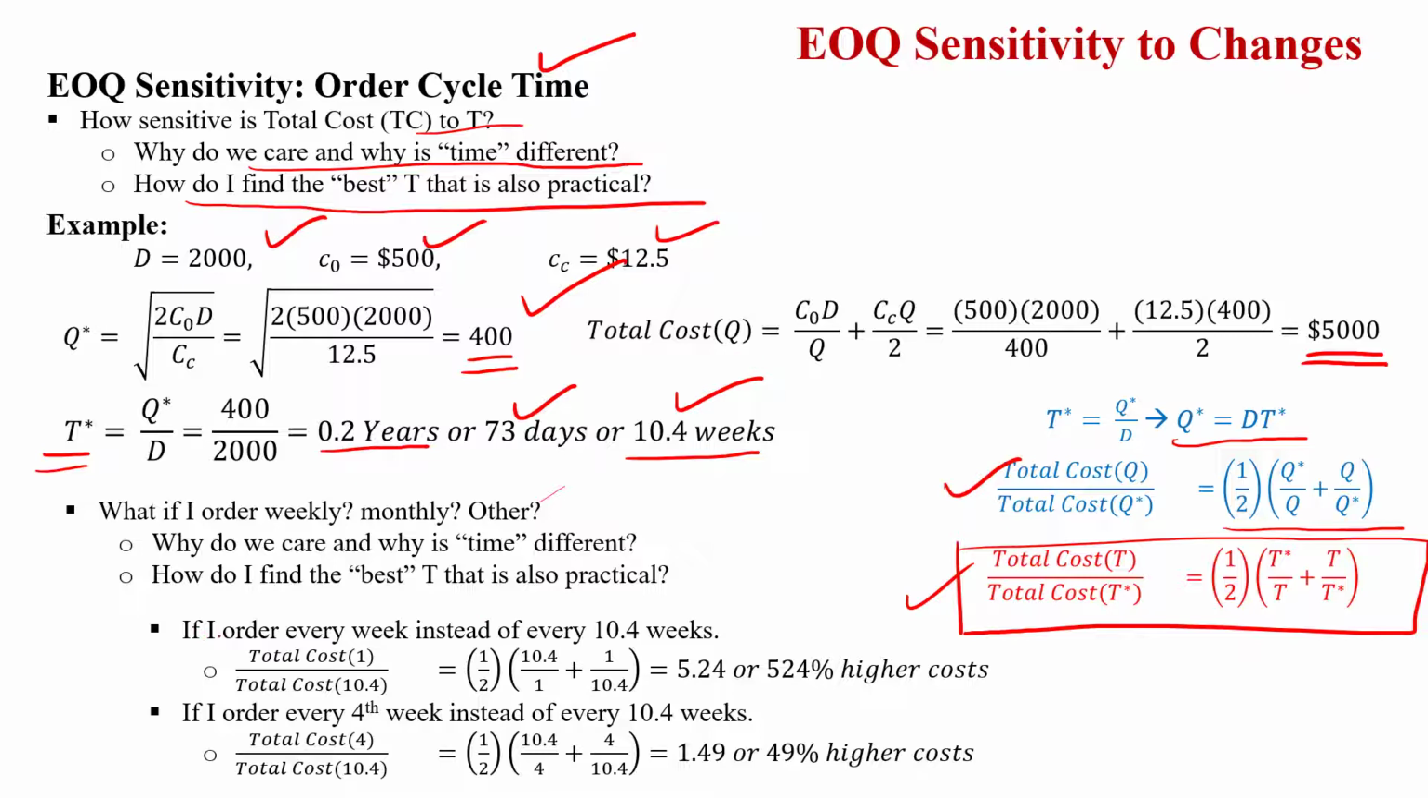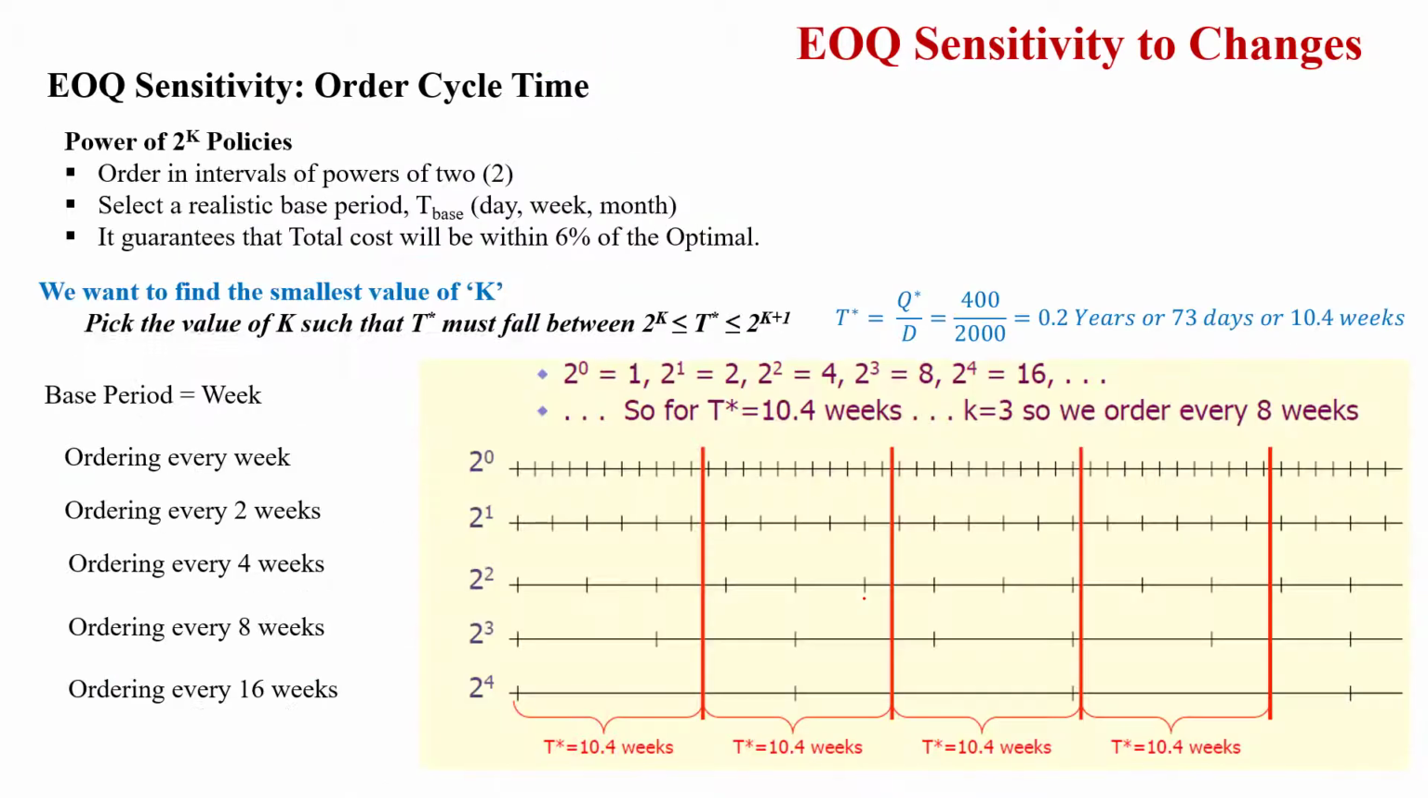So right now, if I order every week instead of 10.4, that means my total cost is going to increase by 524%. If I order every 4 weeks, the cost is going to increase by 49%. So what optimum order time can we use?